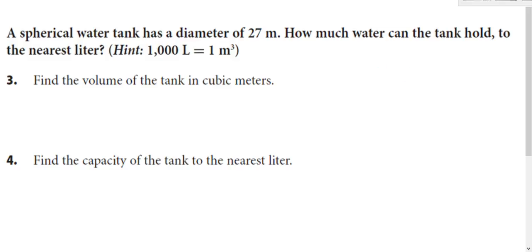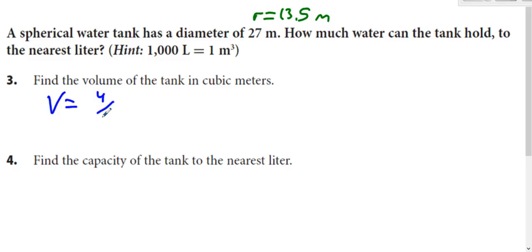A spherical water tank has a diameter of 27 meters. So the first thing we need to do is take that and convert that to a radius. How much water can the tank hold to the nearest liter? And then we're told that 1,000 liters is 1 cubic meter. So find the volume of the tank in cubic meters first.